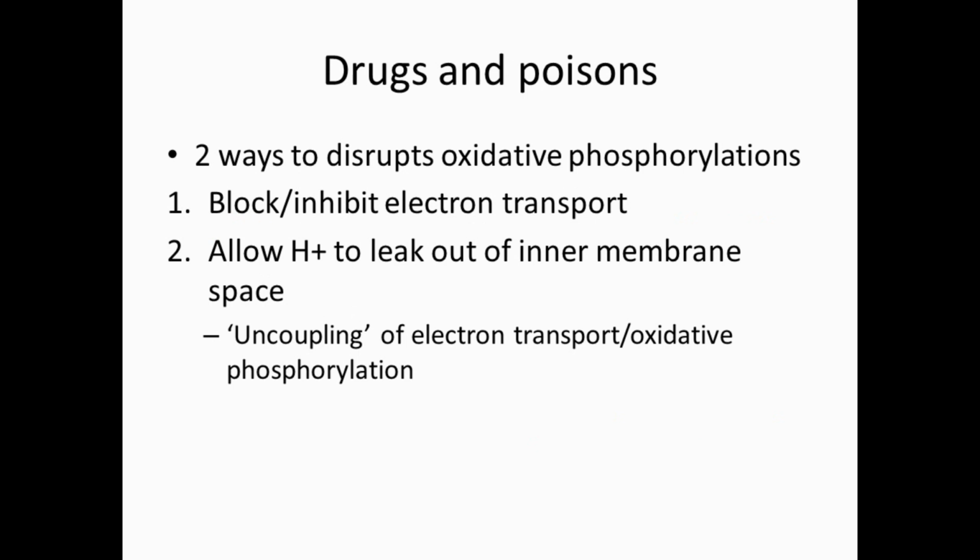So there are drugs and poisons that can disrupt the electron transport chain. There are two ways to disrupt oxidative phosphorylation. First is to block or inhibit the electron transport chain, and second is to allow H+ to leak out of the inner membrane space, which is also called uncoupling of the electron transport or oxidative phosphorylation, because if hydrogen leaks out of the inner membrane space, there will be a low concentration of hydrogen and it will not create the gradient that we need for ATP formation.